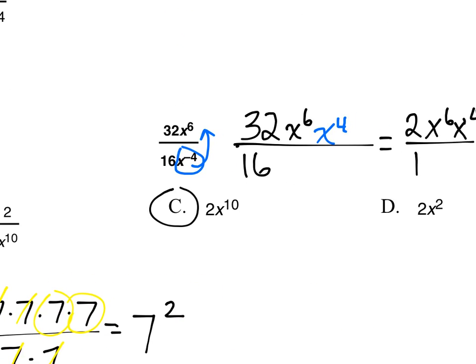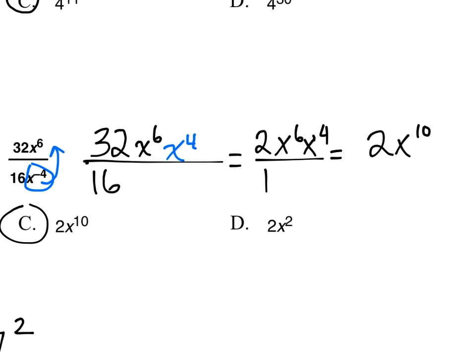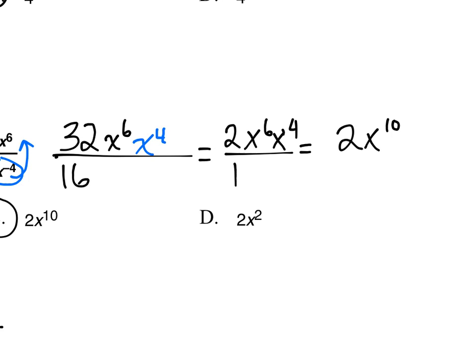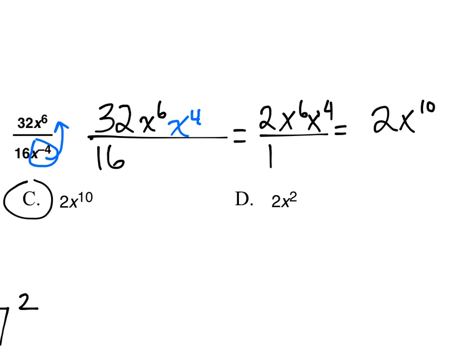Number 22. I have x to the power of negative 4 on the bottom. In blue, you can see that's moved to the top, and now it's in a positive exponent form. 32 divided by 16 simplifies to 2 over 1, and I get x to the power of 10 because I'm combining the 6 x's with the 4 x's to make 10 x's.